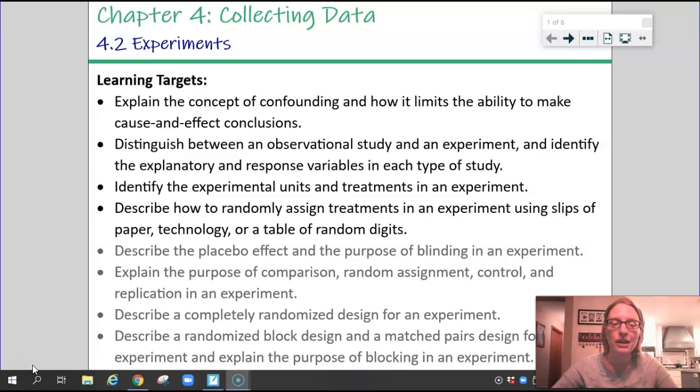For this video, it's going to cover the top 4 learning targets in black. We're going to learn about a confounding variable and how it limits our ability to make cause and effect conclusions. We're going to learn about the difference between an observational study and an experiment. We're going to learn some vocabulary with experiments, including experimental units and treatments. And then lastly, we're going to learn a couple different ways to randomly assign people when we are using experiments. Let's go ahead and get started.